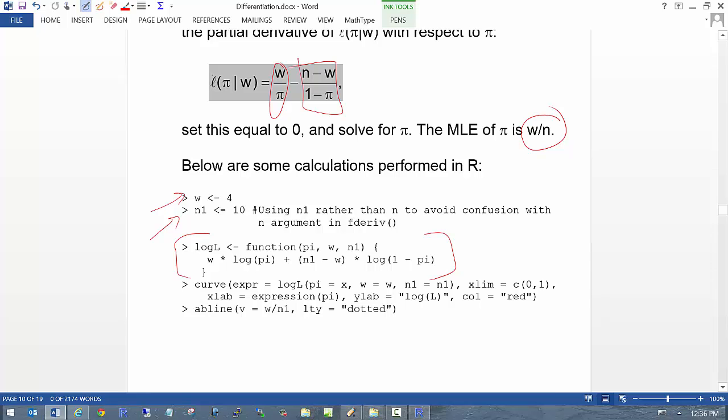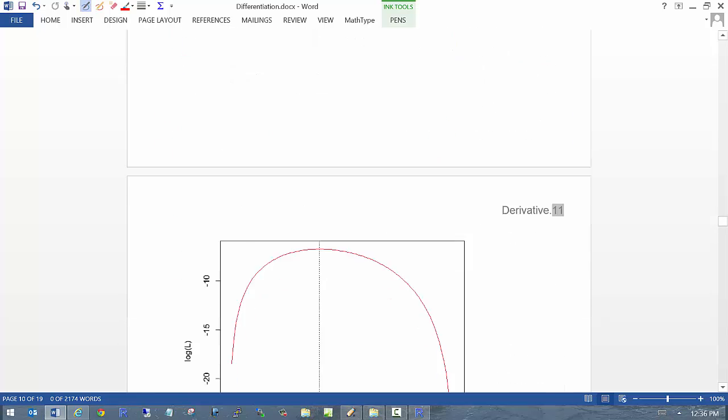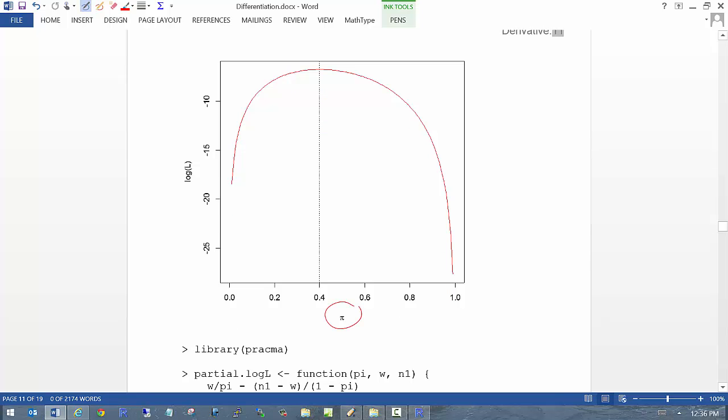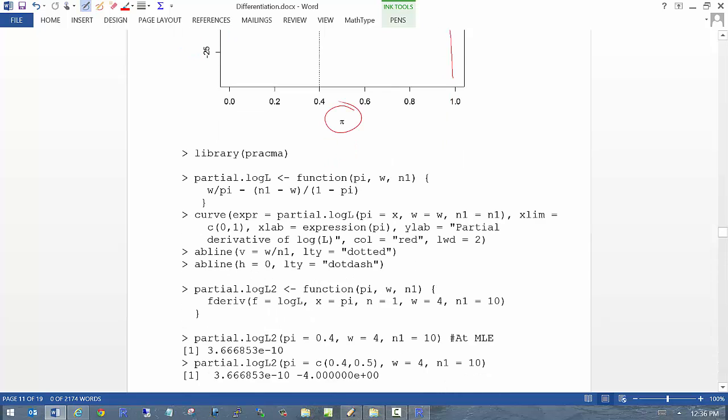Then what I'm going to do is plot the log likelihood function as well. This is what we get on page 11. You can see on the x-axis we have pi, and on the y-axis the log of the likelihood function, and we can see that the maximum of this log likelihood function occurs when pi is equal to 0.4. Again, 4 divided by 10 is 0.4, so that's why that occurs.